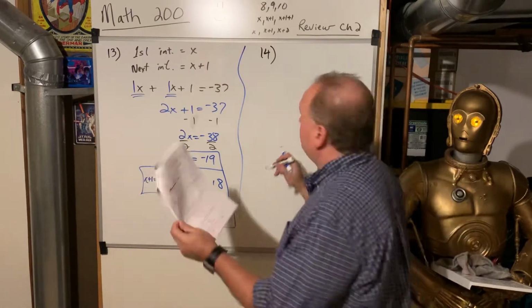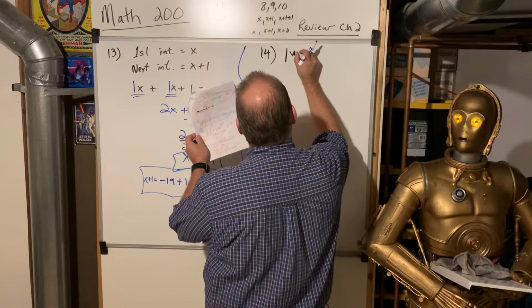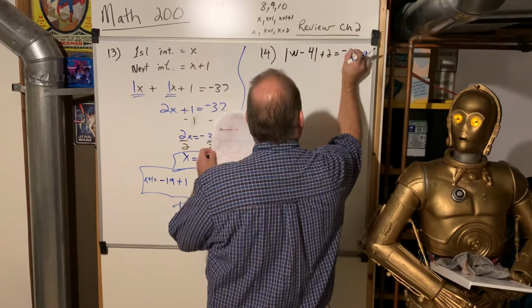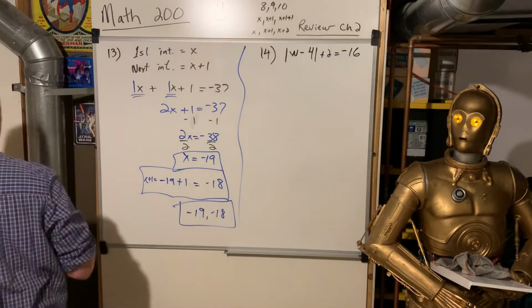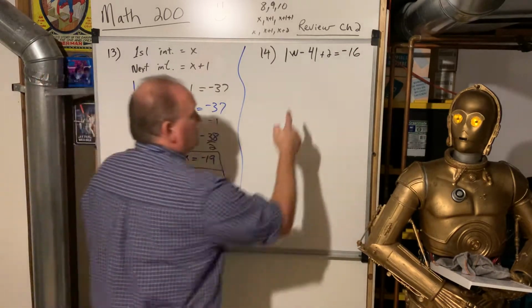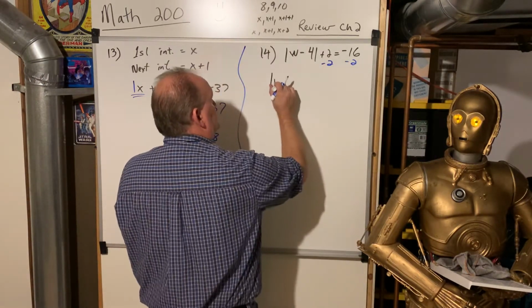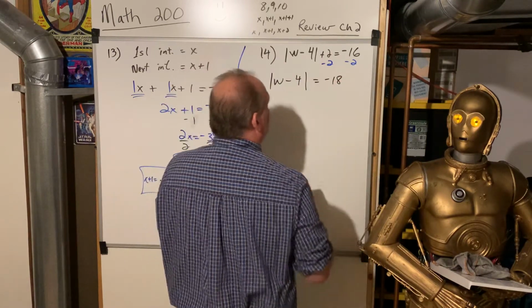Solve this. Okay, so it's an absolute value problem with an equal sign. So that's an automatic OR problem. And we're going to get two solutions, but they're just going to be numbers. All right, so first we want to isolate the absolute value. So we get W minus 4 is equal to negative 18. Oh, wait. Hold up.